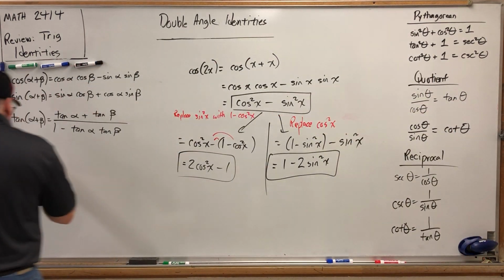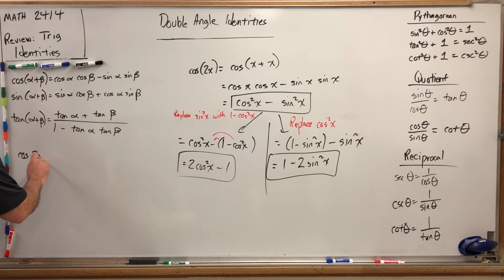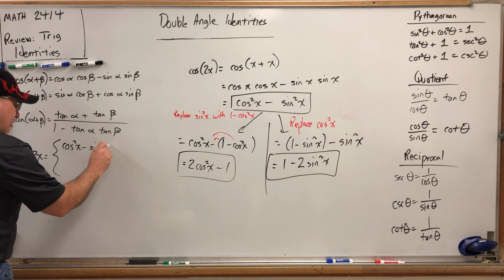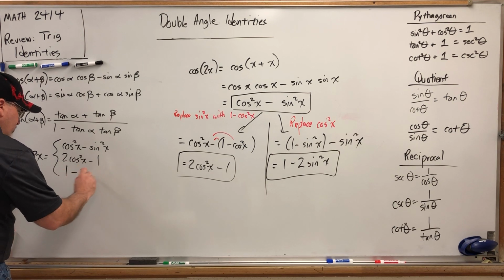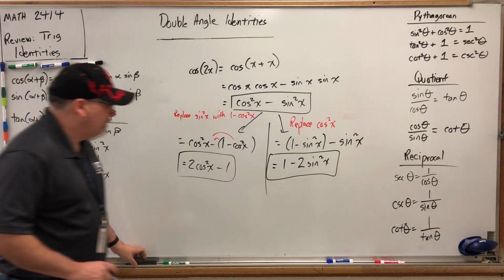This one's actually a good one to write down. Cosine of, we'll just say 2x, is equal to 3 different identities. Cosine squared x minus sine squared x, 2 cosine squared x minus 1, and 1 minus 2 sine squared x. And if you're wondering, do I need to know all 3? No and yes. No, because some of these occur more often than others, but these bottom 2, I would know them, and you'll see why soon.